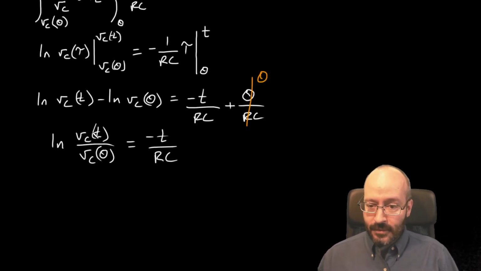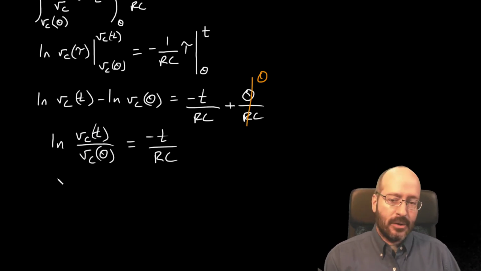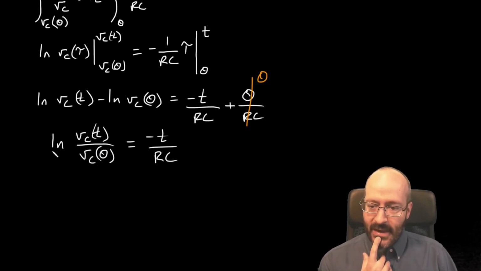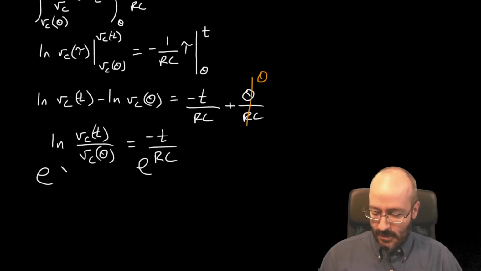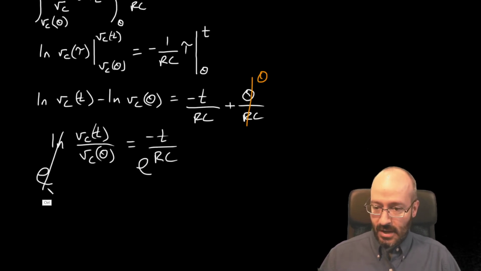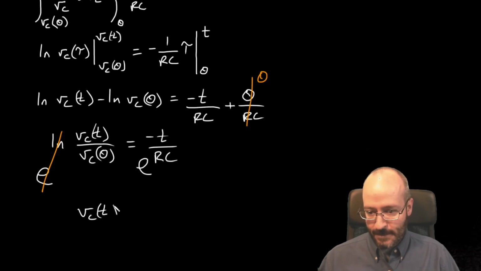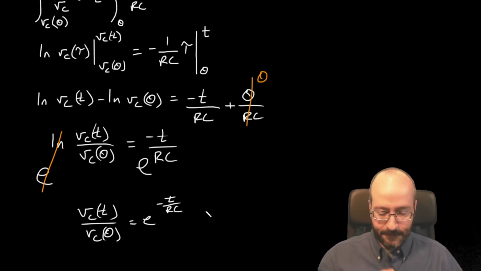Okay, we want to solve for Vc of t. So I've got to get that by itself, and I've got to get it out of the logarithm. In order to do that, I've got to get rid of the natural log. I'm going to make both of these sides exponents of the natural constant e. That'll cause that to drop out, and I'll just be left with this over here. So we get Vc of t over Vc of 0 equals e to the negative t over RC.